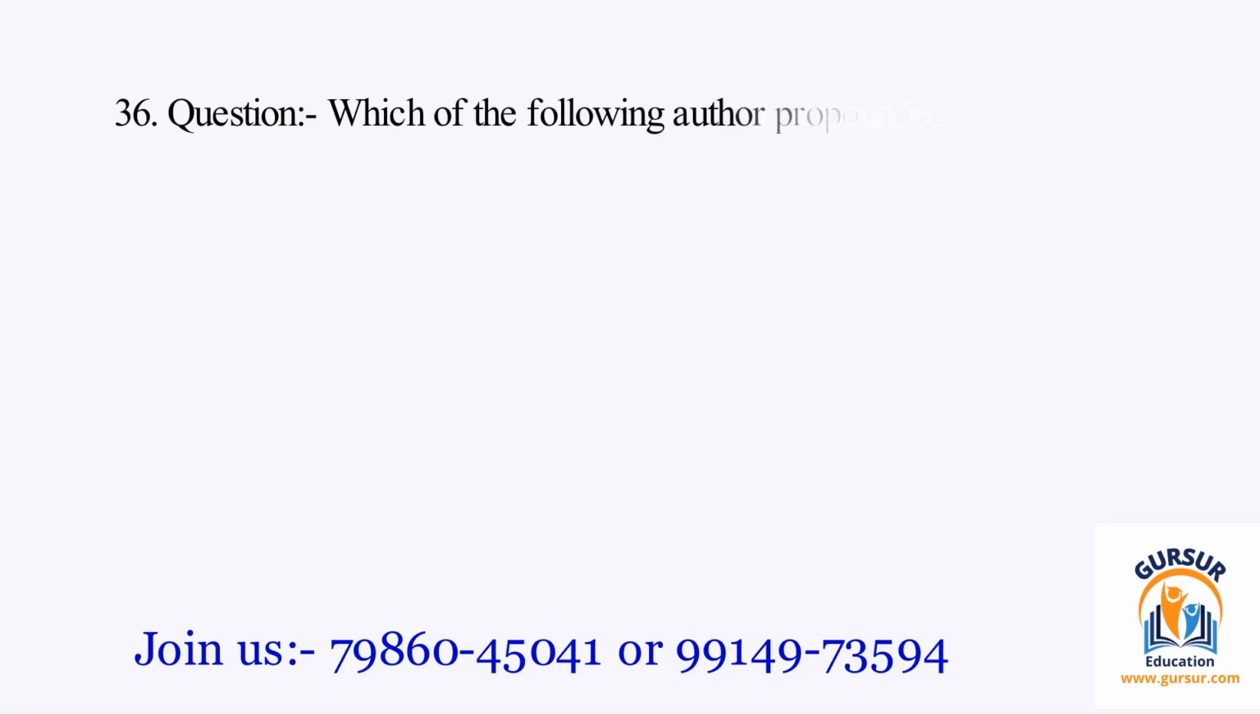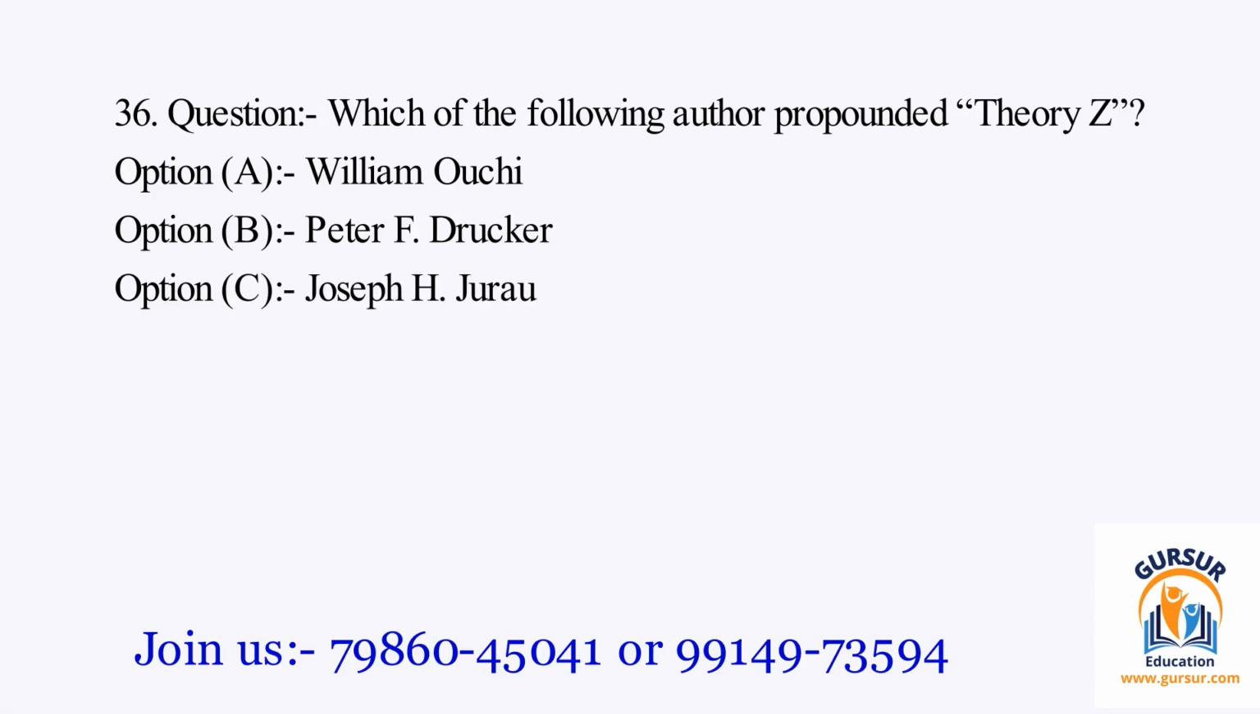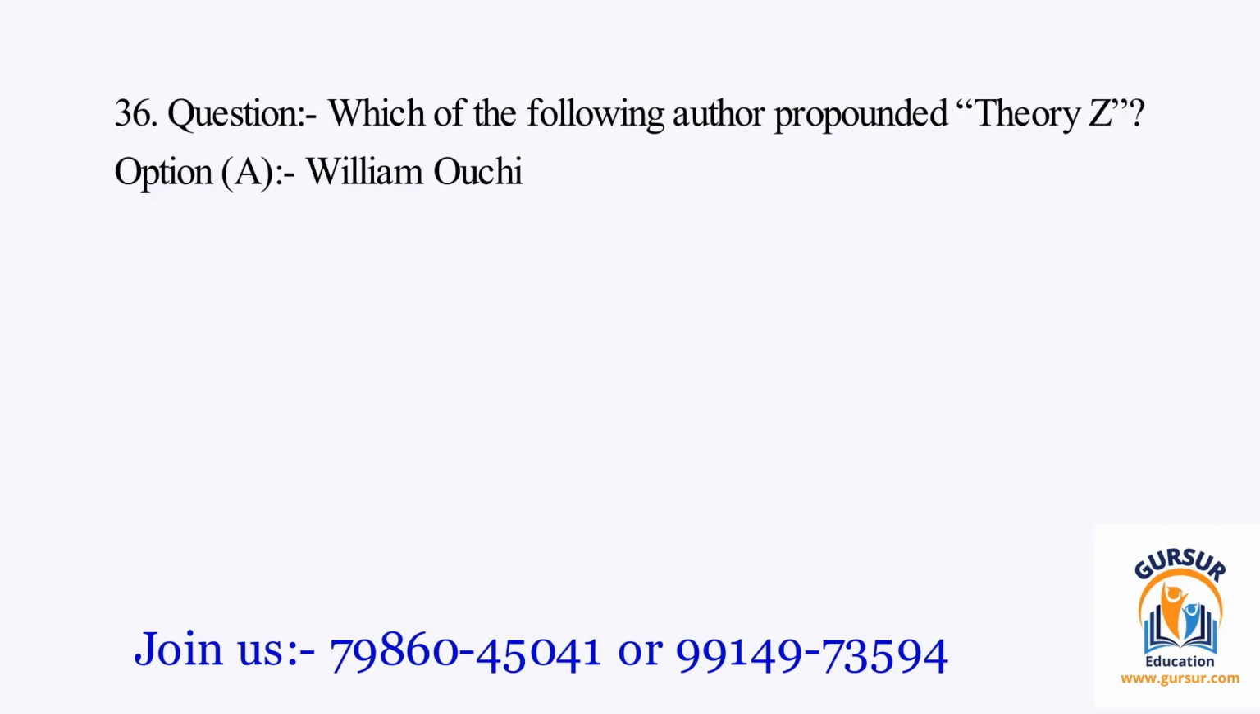Question number 36. Which of the following authors propounded Theory Z? Option A is William Ouchi. Option B is Peter F. Drucker. Option C is Joseph H. Juran. Option D is Douglas McGregor. The right answer of the question is option A, and that is William Ouchi.